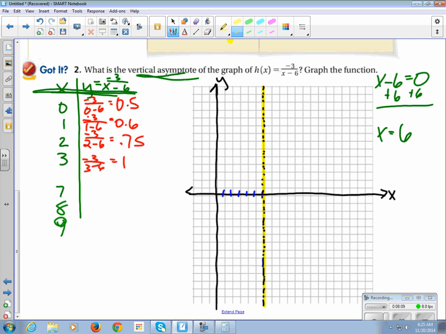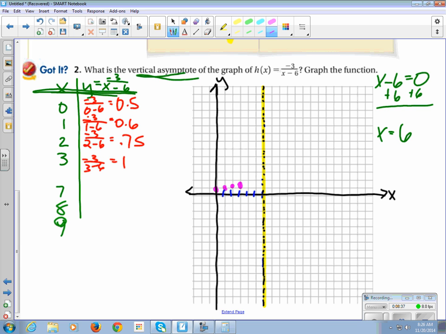So let's put some plots down here. I'll do pink plots. So we've got 0.5. We've got 1 and 0.6. We've got 2 and 0.75. Man, this is a slow moving train right here. And we have 3 and 1.